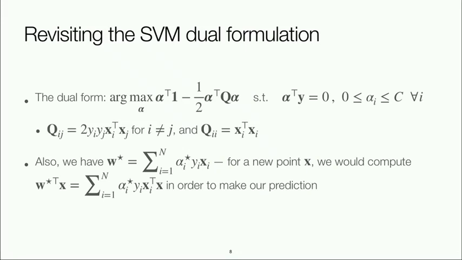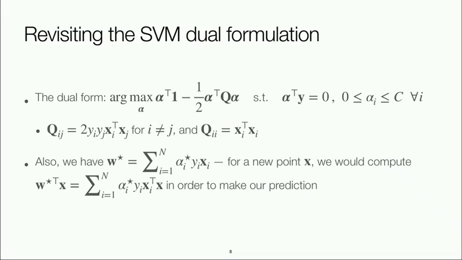We're going to be looking at the sign of W transpose x plus b in order to make a prediction. So when I'm making that prediction, the real meat of it, what I really need to do, is compute this W transpose x. And what is W star transpose x? It's this expression right here, if I just substitute in this original thing for W star.